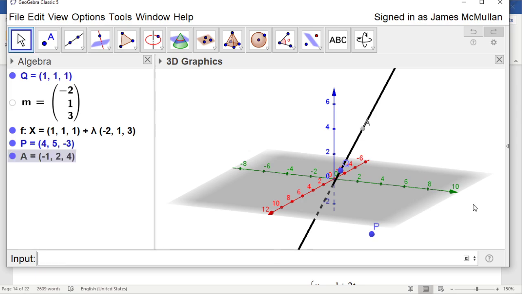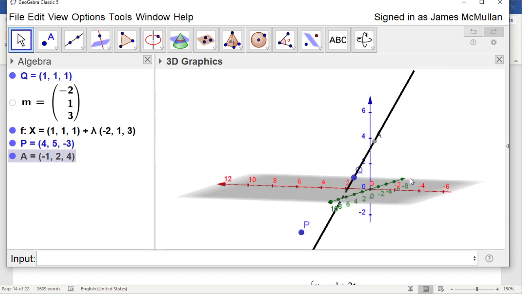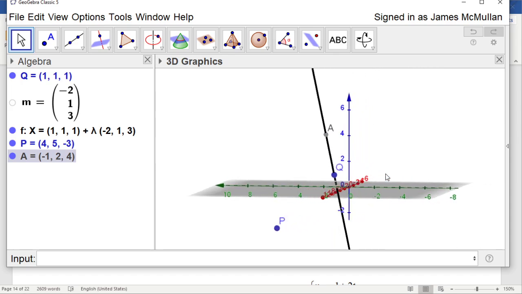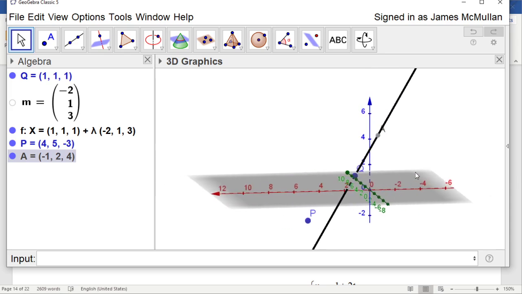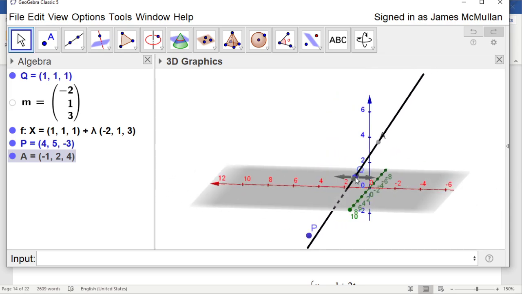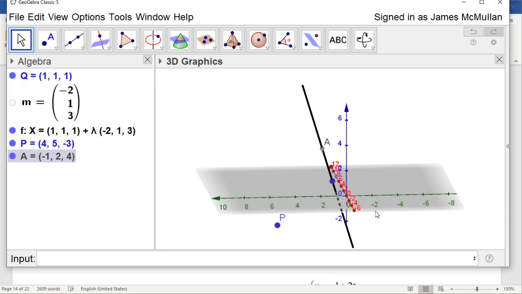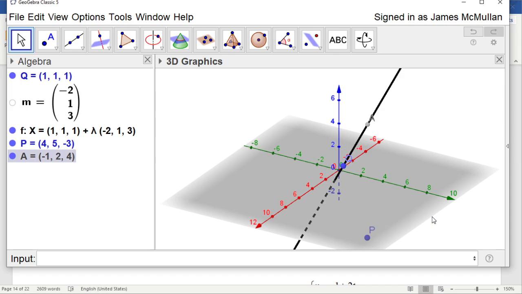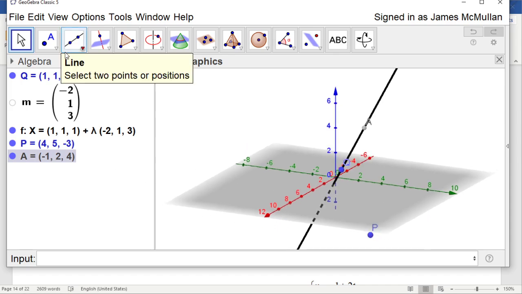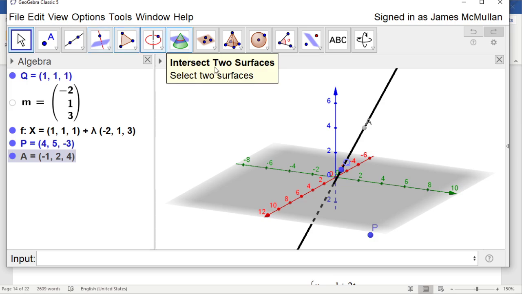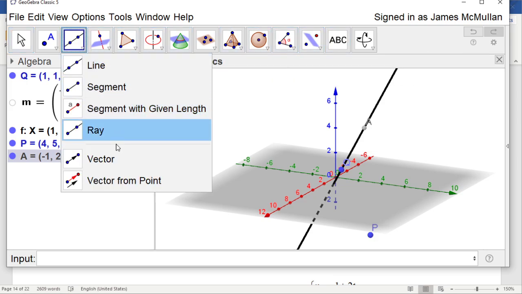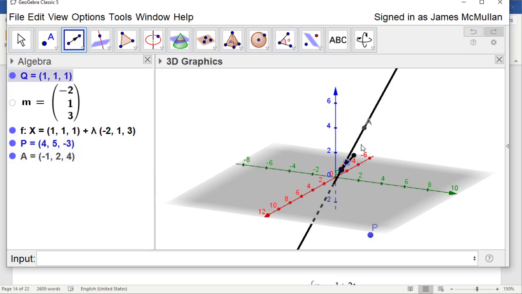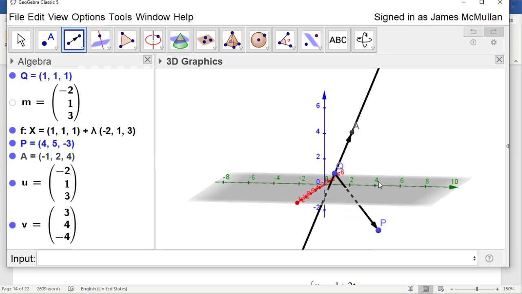Okay, so we have this point A. So we find another point on the line that is one direction vector away. You don't even really need to do this; I just need to do this for the demonstration. Now, imagine you had a vector. So let's draw some vectors here. So vector Q to A, and then Q to P.